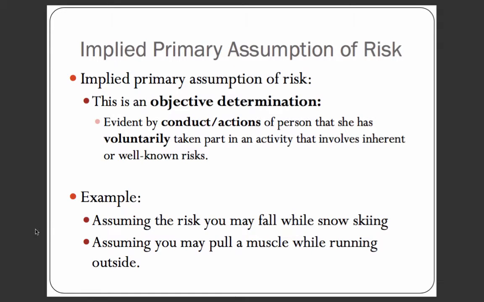We can also have implied primary assumption of risk, which is, again, an objective determination by the fact finder, by the court. But instead of looking at what is said verbally, we look at the conduct or actions of the person, that by their actions, they voluntarily assume the risks that are inherent or unknown. So again, you assume the risk that you may fall while snow skiing. You assume the risk that you might pull a muscle by running outside. So just by taking part in the activity, you potentially could assume the risk implicitly.